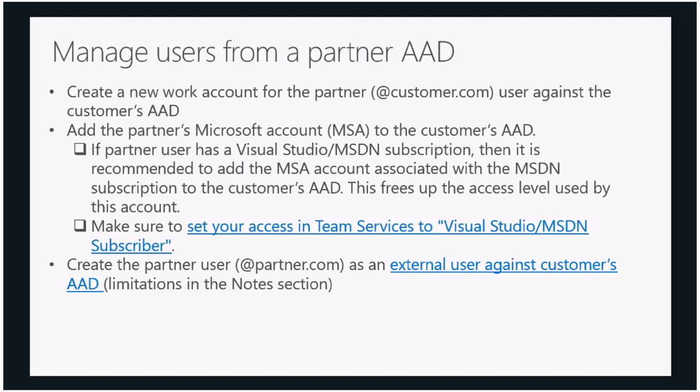The reason for that is you have to remember the free VSTS account comes with only 5 basic users. So if you have to add any of these users as basic, by adding their email ID that is associated with an MSDN subscription, you can add them under the category of unlimited Visual Studio subscribers. So they will not take up that access level as basic. Something to consider. So that's the second point. Make sure that when you add the user to your Team Services, the access level is set to not basic, but Visual Studio or MSDN subscriber.